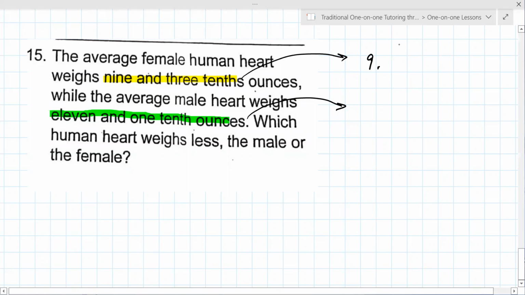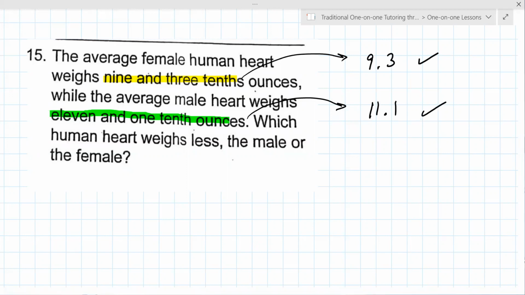9.3. Good. And the other one, 11.1. Very good. Okay, so not that bad. Really not that bad.